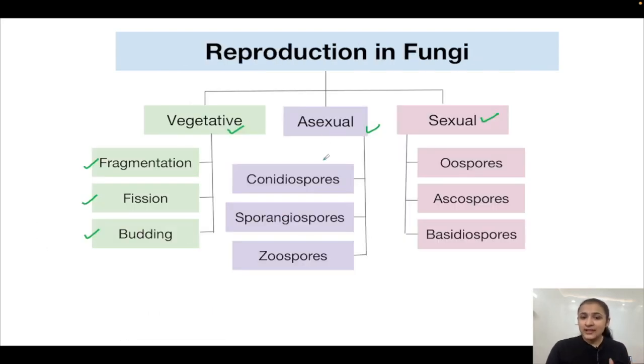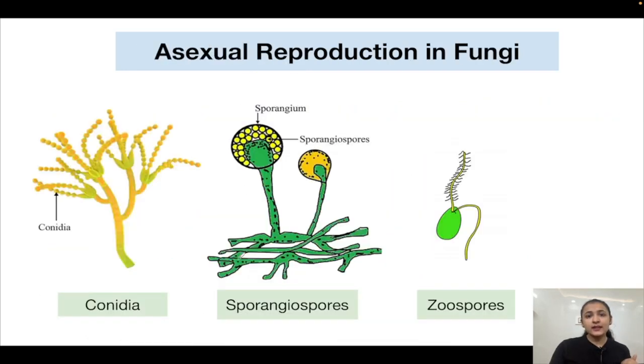If we talk about asexual reproduction, various spores are involved. Sexual reproduction also happens by spores, but there are differences obviously between sexual and asexual reproduction, because in sexual reproduction two kinds of parties are involved, one mating type and a second mating type. But in asexual reproduction a single mating type or a single parent is involved. So the asexual spores are of three types: conidiospores, sporangiospores and zoospores. Let us study the asexual spores.